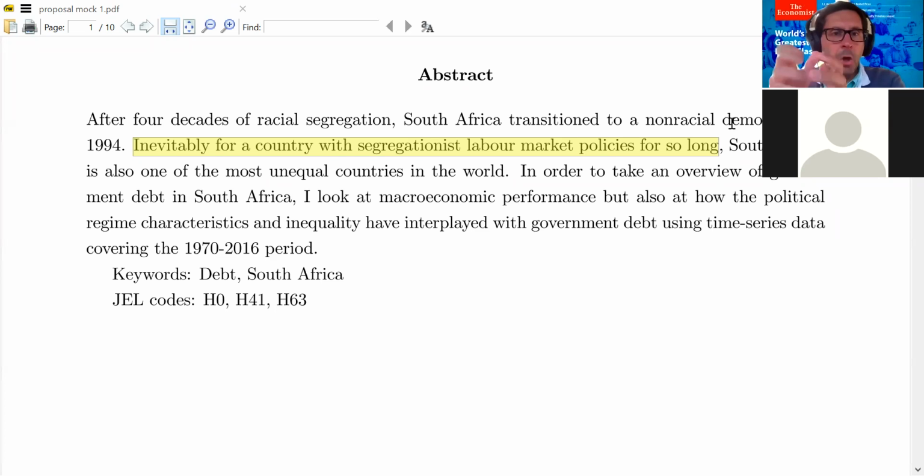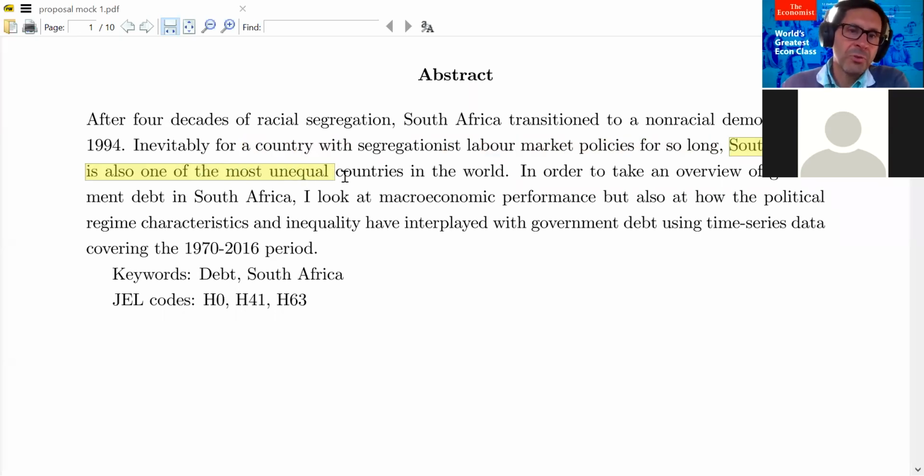So, but for us economists, apartheid is essentially about discrimination in the labor market, right? And the consequences of that. Okay, so inevitably, for a country with segregationist labor market policy for so long, South Africa is also, as a consequence now, one of the most unequal countries in the world.